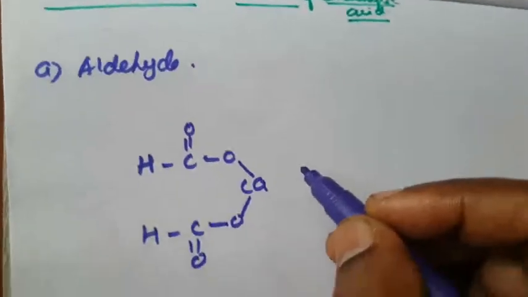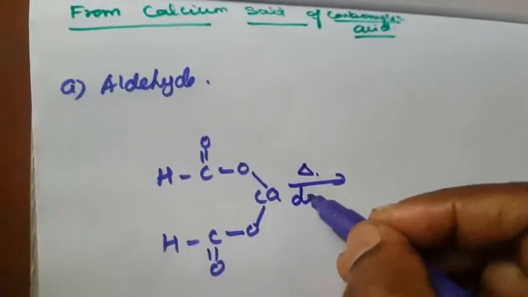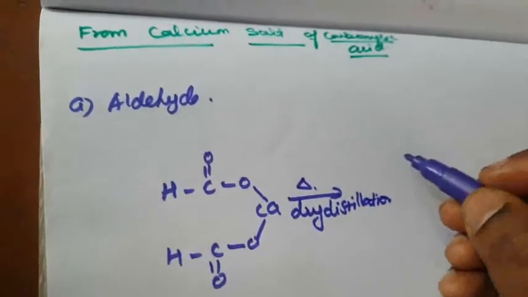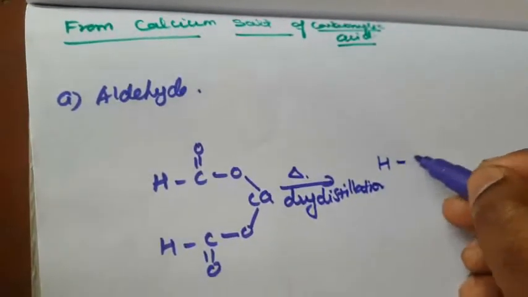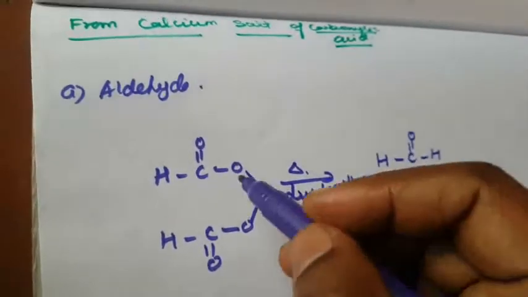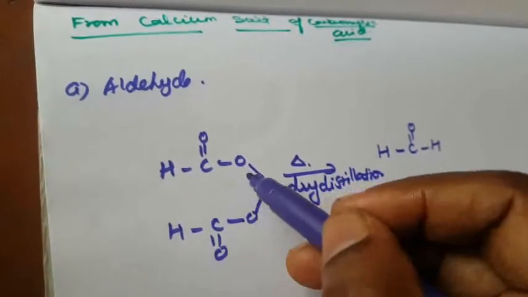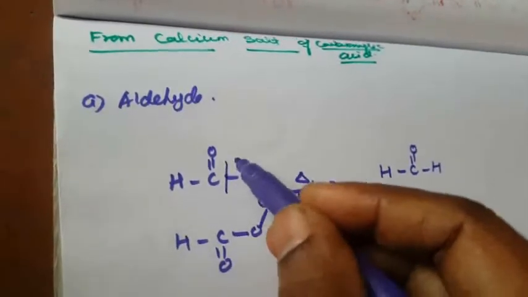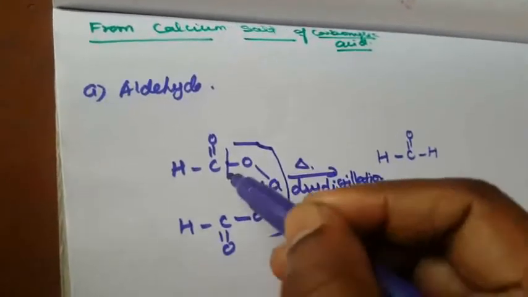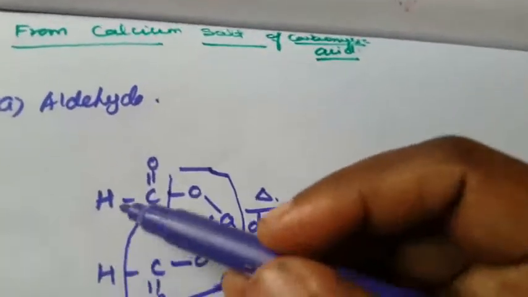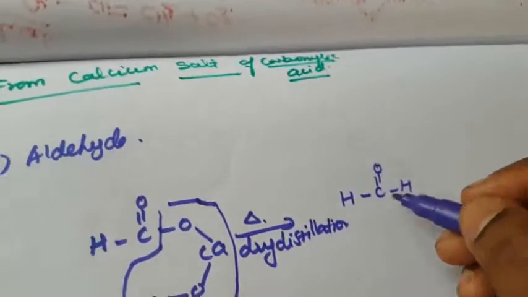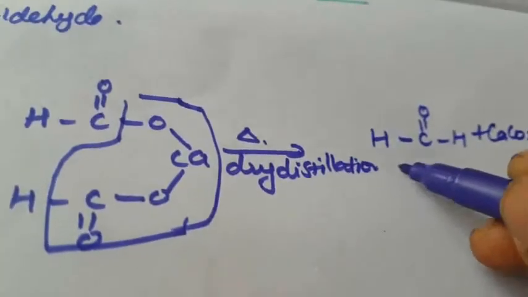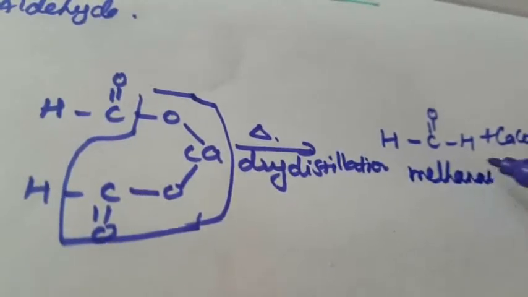Dry distillation, when we are heating by dry distillation, it forms methanal, that is H-C double bond O-H. How will it be formed? Calcium carbonate will be released. So this compound will break down. So here that is HCHO, that is methanal. Again calcium carbonate will be removed. What is the compound name? That is methanal. Okay, so this is another one.